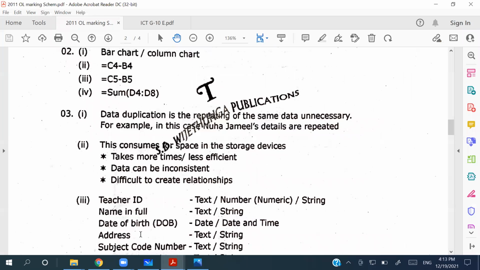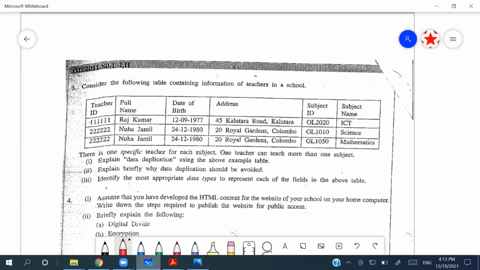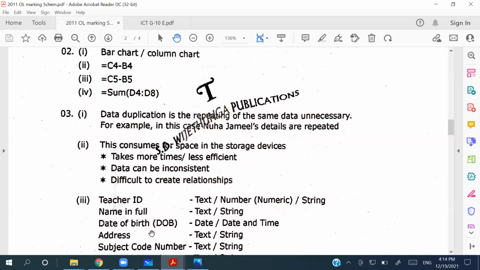So in the marking scheme: take more time, less efficient, data can be inconsistent. Yeah, consistent means having data without being changed for a long time. So when it is changed, consistency is there. Difficulty to create relationships. Yes, in the same way, right? So it is difficult to create the relationship properly.